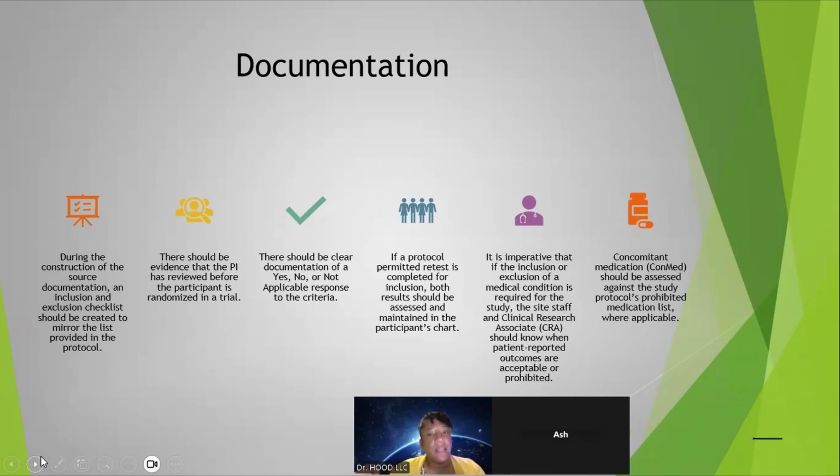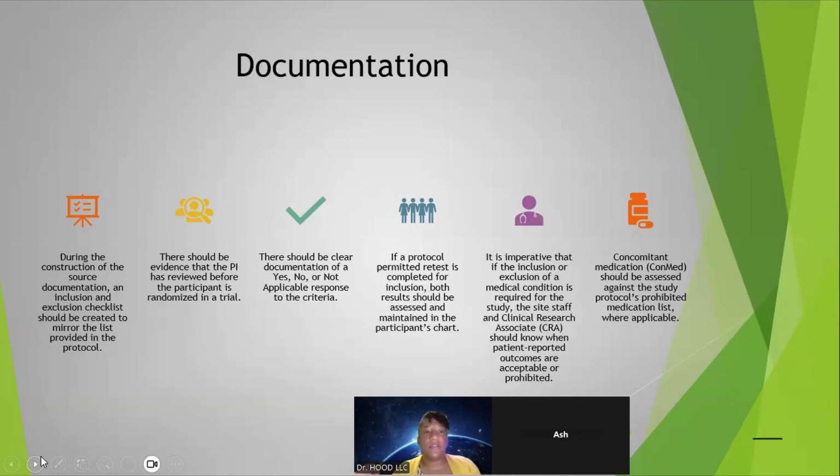And so this first one is really important to me, because it was about 2 years before somebody told me this. During the construction of the source documentation, an inclusion exclusion checklist should be created to mirror the list provided in the protocol. So basically, we just had a little box that said subject met inclusions, subject did not meet inclusions, PI reviewed the list, and he or she would sign. Then one of the monitors came in and said, no, you need to create a checklist, and your responses need to be yes, no, or NA.